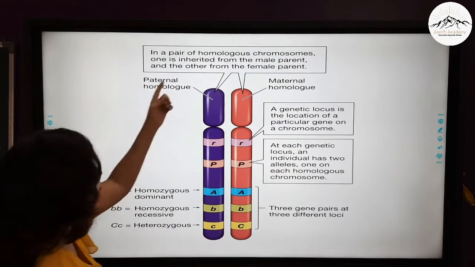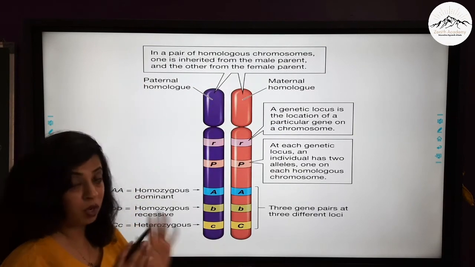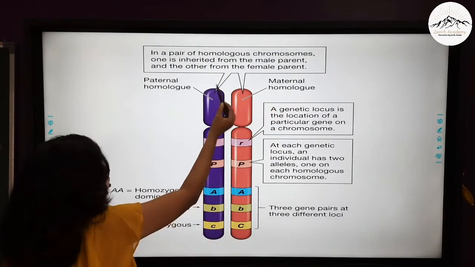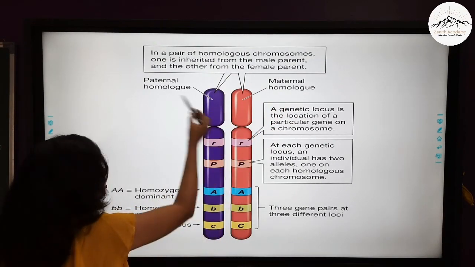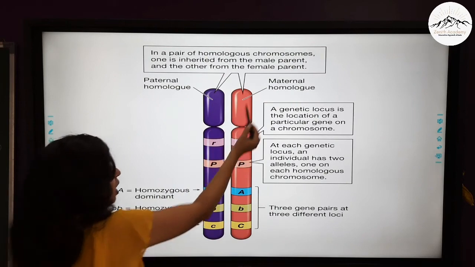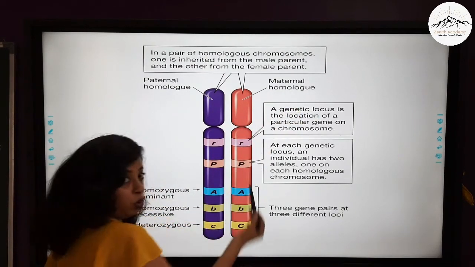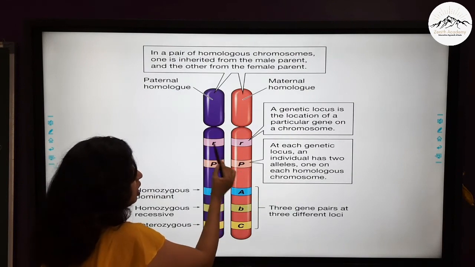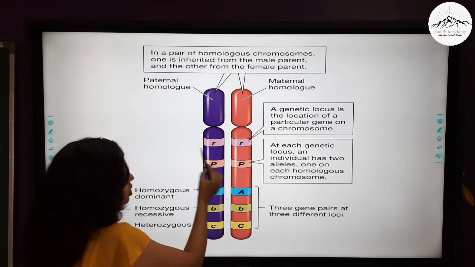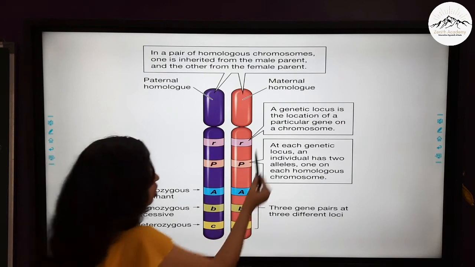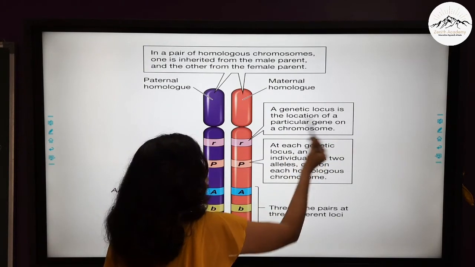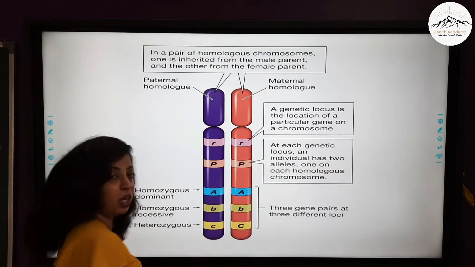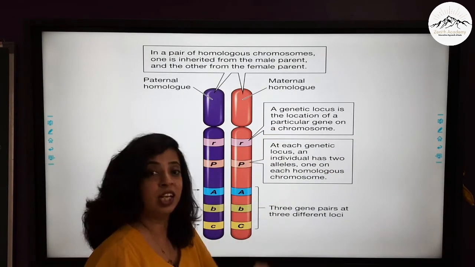So children, in a pair of homologous chromosomes, one is inherited from the male parent. This is known as the paternal homologue, and this is the maternal homologue, which is carried from the female parent. Here you can see at a position these two alleles are present. So what is this position or fixed point called? A genetic locus is the location of a particular gene on the chromosome. So this is the location of a particular gene, and this is known as a genetic locus.